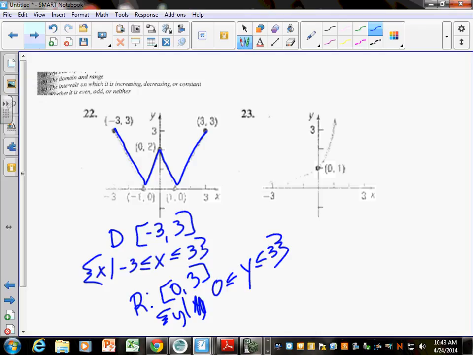Increasing, decreasing, or constant. I feel like you watched a video over this the day I was gone. But increasing, decreasing, or constant, you look at it and you kind of think about where the graph is going. Down is decreasing, up is increasing, flat line is constant. But you need to give me intervals on the x-axis, because what keeps happening is people keep missing this because they give me y intervals.